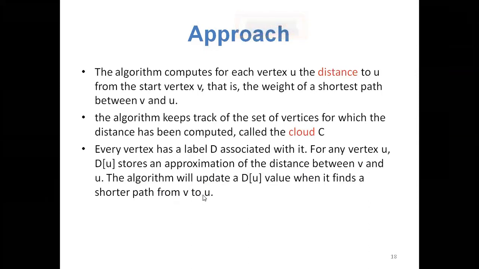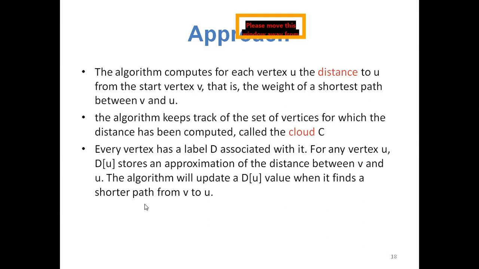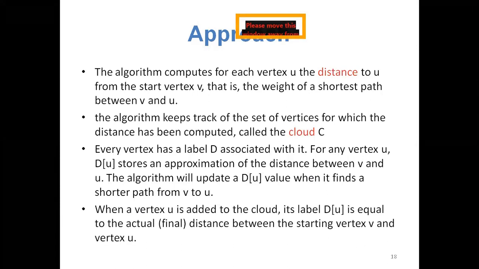Suppose when it finds a shorter path, it will give some updated value, that is D of U. D of U means some distance to the vertex U from our source vertex V. When vertex U is added to the cloud, its label D of U is equal to the actual distance between the starting vertex V and vertex U.